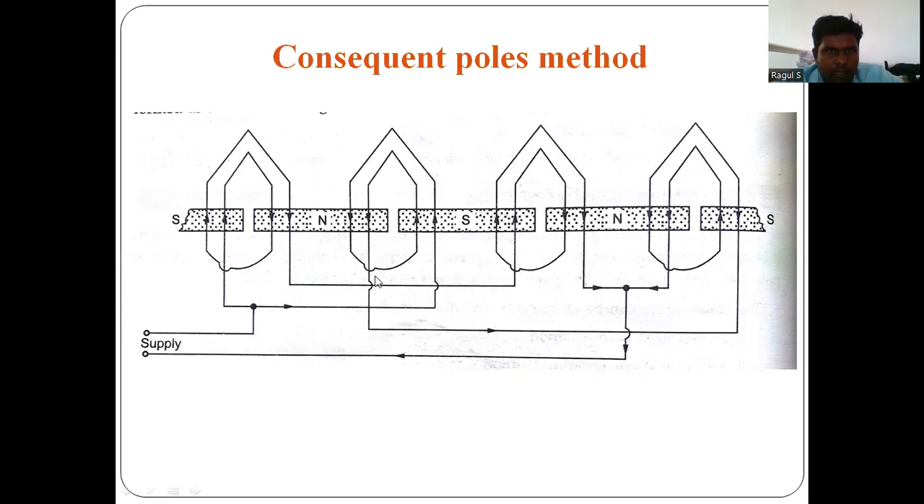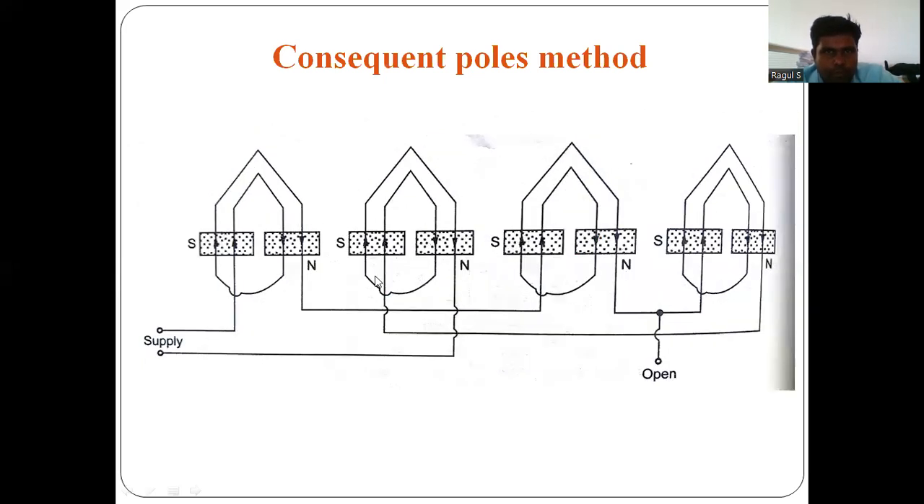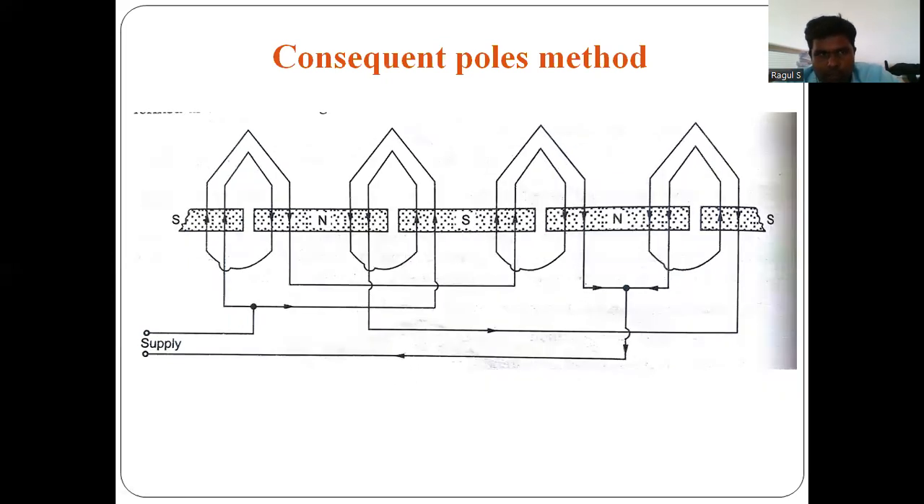The consequent poles method consists of two types. One is this method, and the other is where two legs are connected in one magnet. Through this diagram itself, we can clearly understand that two of the windings are connected in the same magnet, one same pole, that is a north pole. Another two are connected in the same magnet, that is a south pole. Different types of poles are arranged; that is the pole changing method.